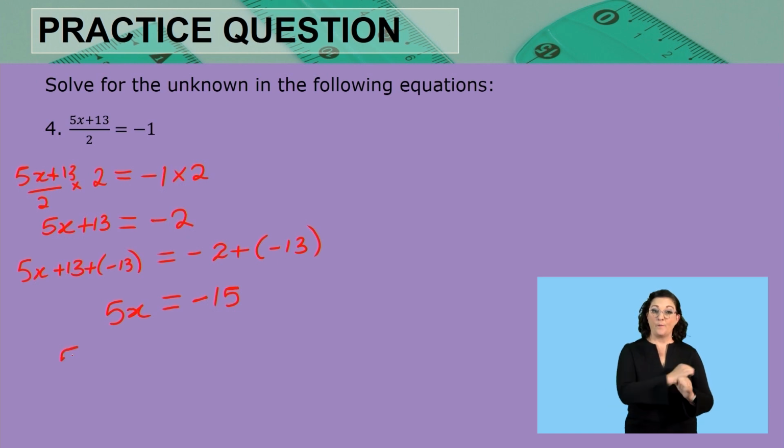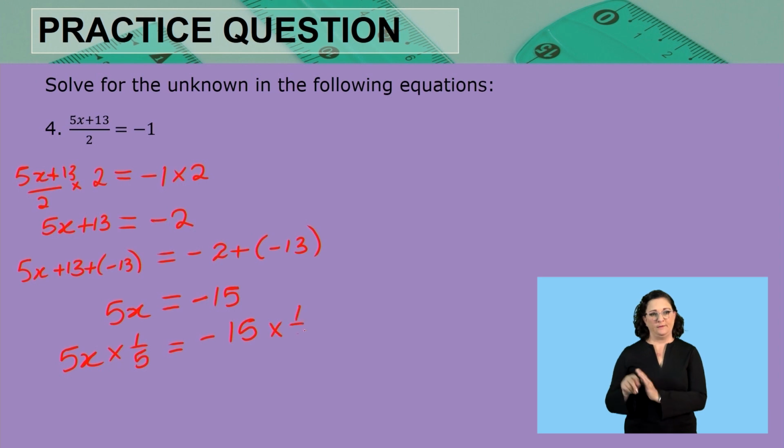Then we are going to multiply by the multiplicative inverse of 5, which is 1/5. And I'm going to do that on both sides. And 5 multiplied by 1/5 is 1, and our answer on the right-hand side is going to be a negative 3.